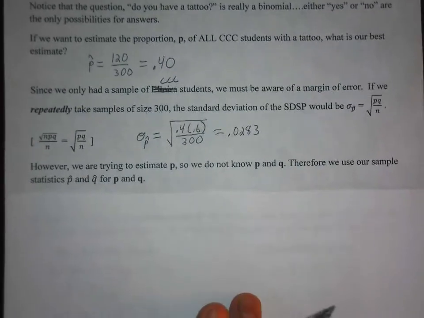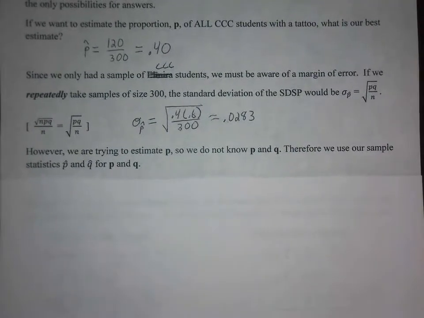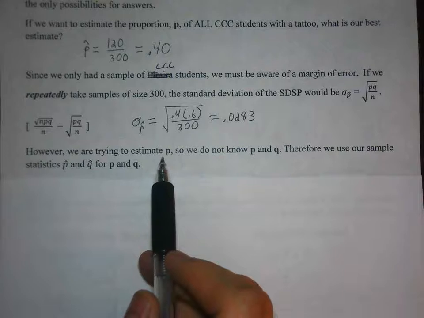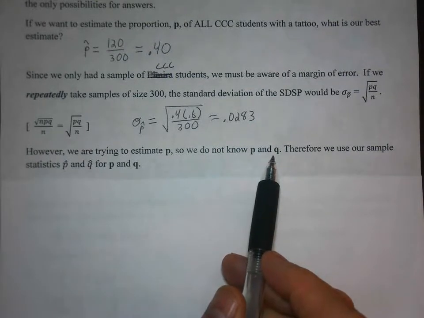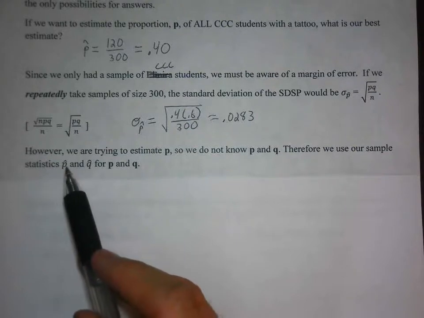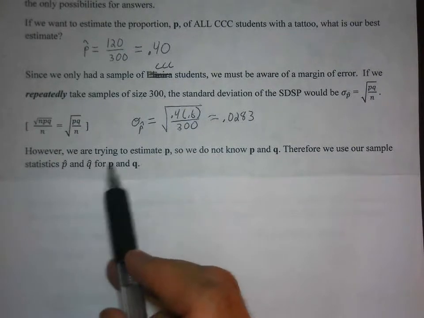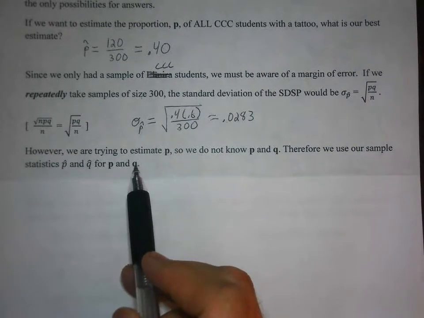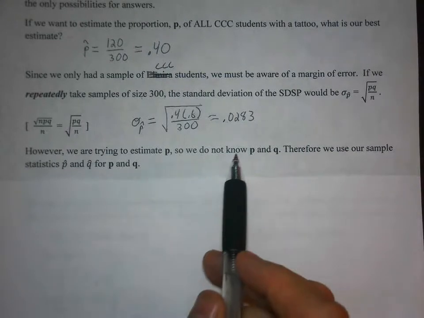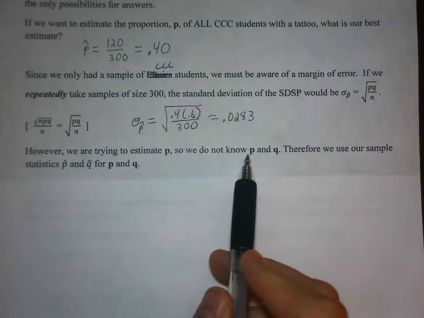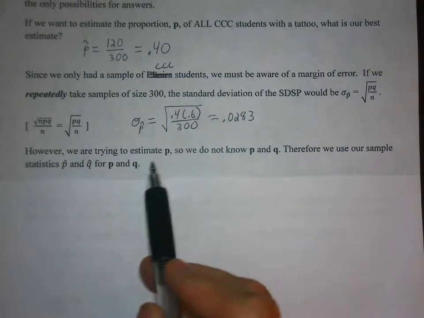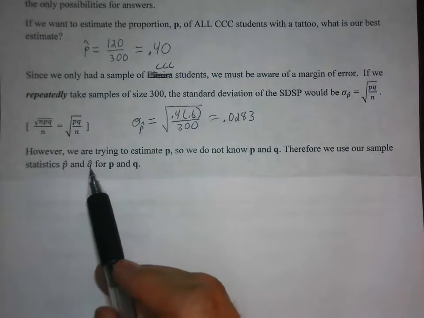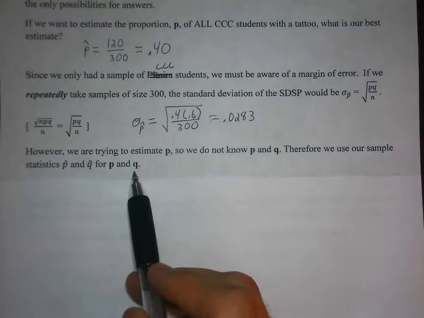Okay, now we just have a little bit of an issue. We're trying to estimate P, so we do not know what P and Q are. Therefore, we use our sample statistics, p hat and q hat, for P and Q. So because we don't know what P and Q are, because those will be the population parameters, we have to use p hat and q hat in their place.